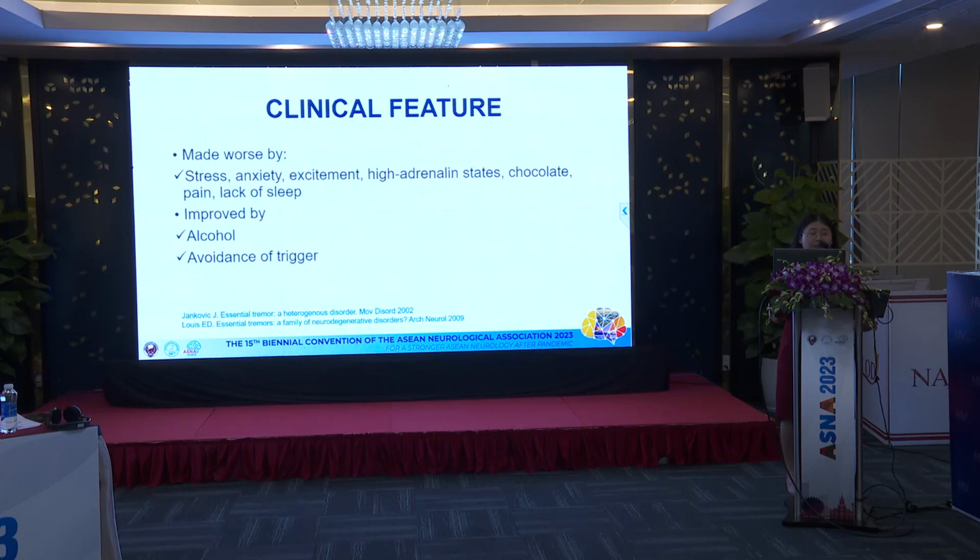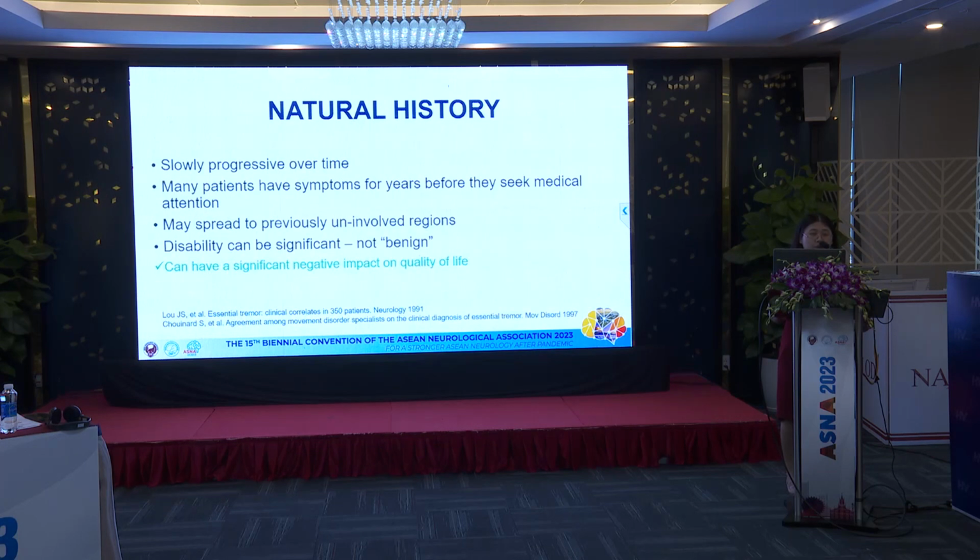Tremor can be aggravated by stress, anxiety, excitement, high adrenaline, caffeine, chocolate, pain, and lack of sleep. Essential tremor is improved by a small amount of alcohol or avoidance of sugar. Essential tremor tends to worsen gradually over time. Many patients have symptoms for years before they seek medical attention, and spread to previously unaffected regions may also occur.